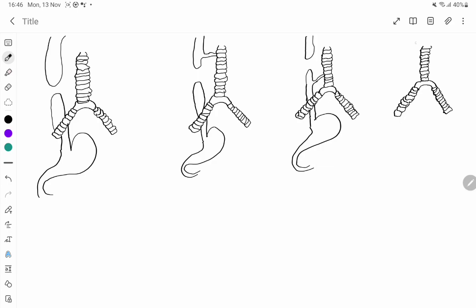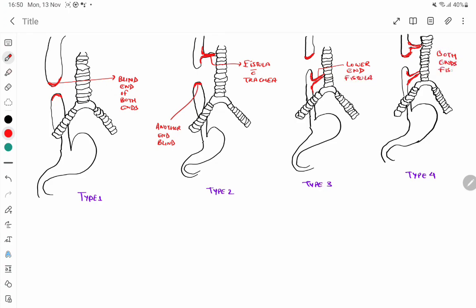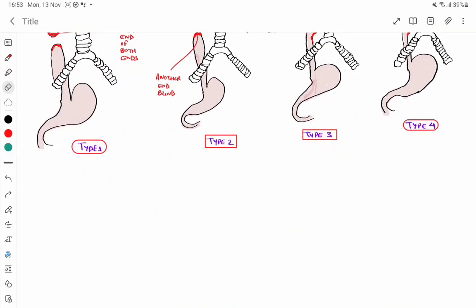As you can see, in type 1, both the ends are blind. In type 2, one end of the esophagus, the upper end basically, is having a fistula with the trachea. The third, type 3, is having a lower end fistula, and in type 4 there is fistula formation at both ends.